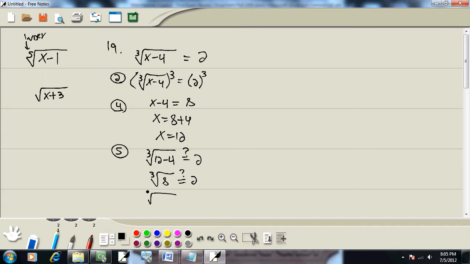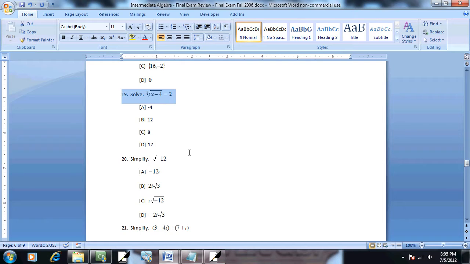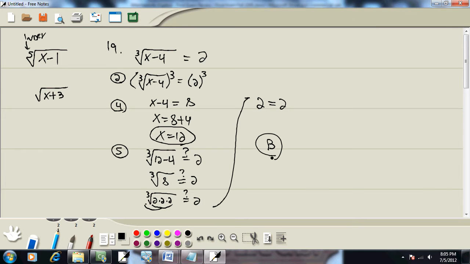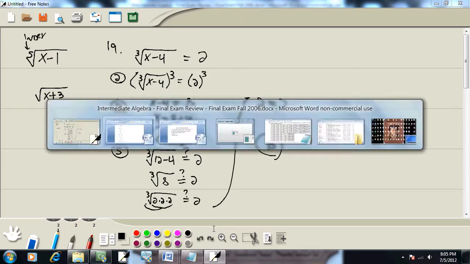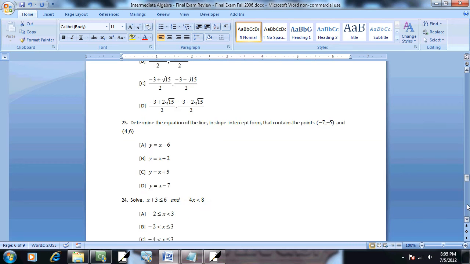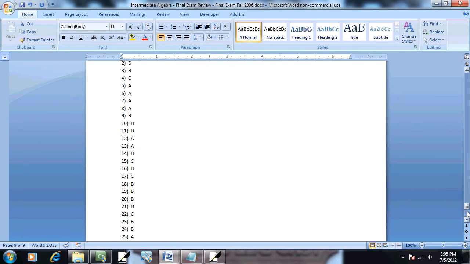And if I do the prime factorization of 8, that's 2 times 2 times 2. And our index is 3, so I'm looking for a set of 3 of something. Well, here's three 2s. So those are going to come out as a single 2. And I see that I get these the same. If these are the same, then your answer checks. So my answer is indeed x equals 12, which is B, as in Bill. So let's check that. 19B.